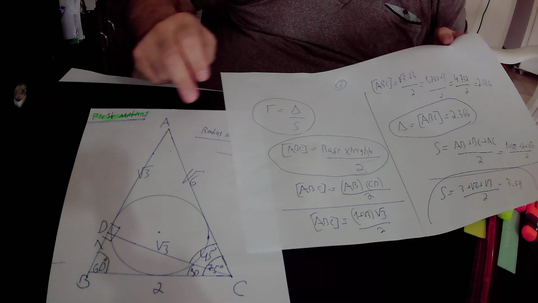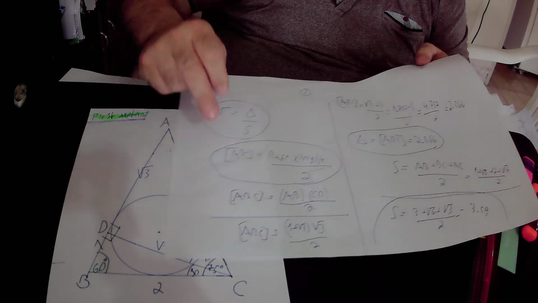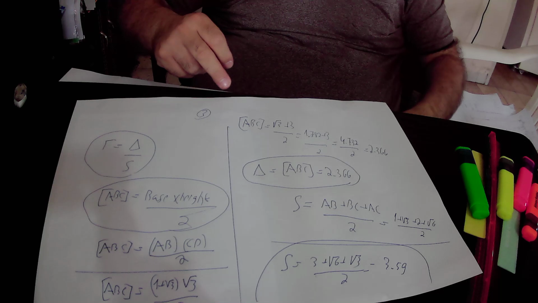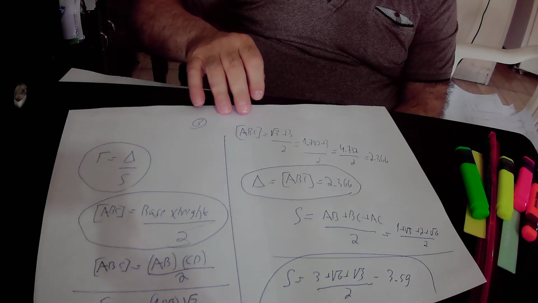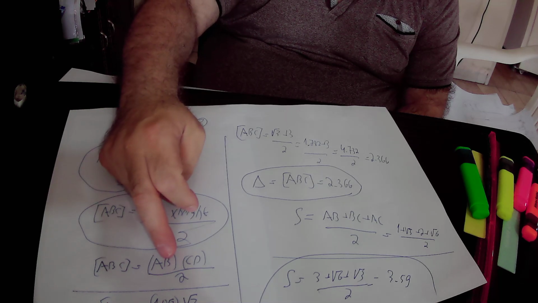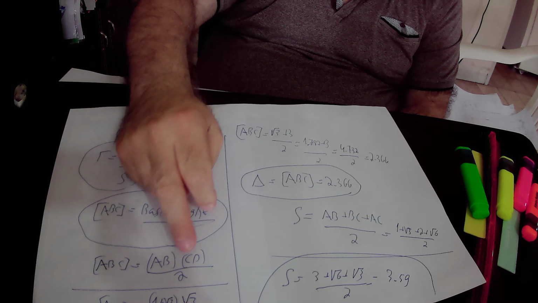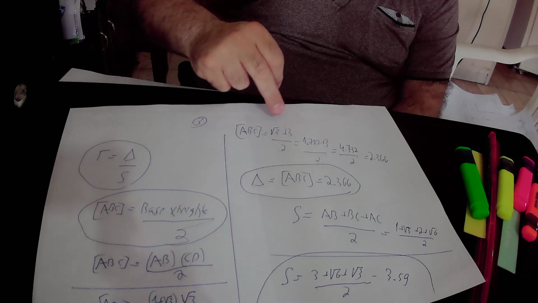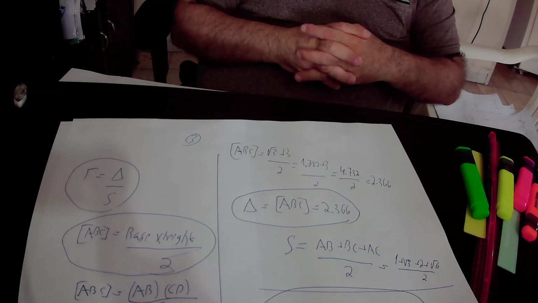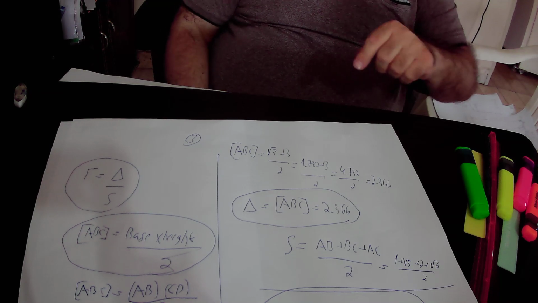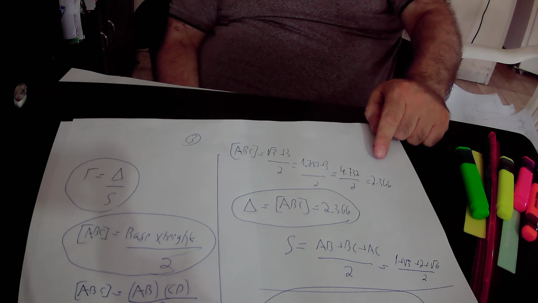AB equals 1 plus square root of 3. DC equals square root of 3. And when you divide it by 2, we get the area of triangle ABC. Here we open the brackets. 1 times square root of 3 is square root of 3. Square root of 3 times square root of 3 is 3, over 2. So we found that the area of triangle ABC equals 2.366.